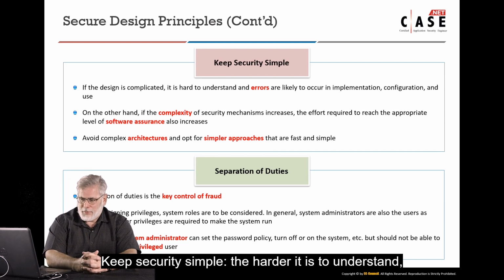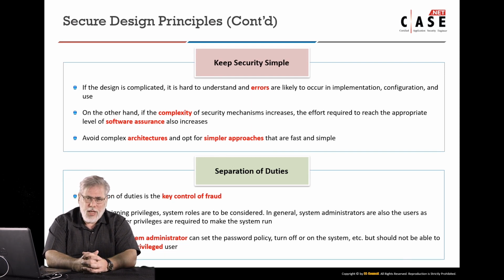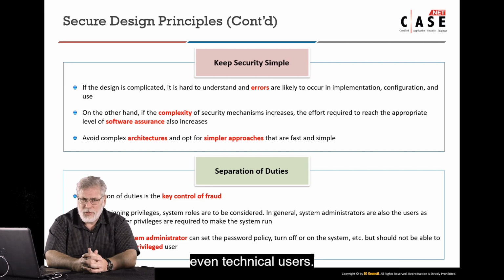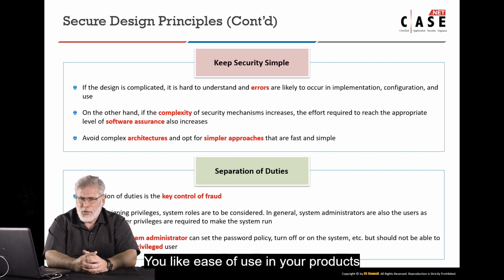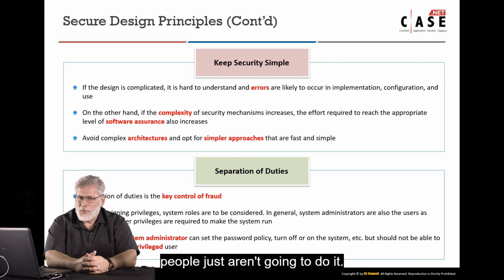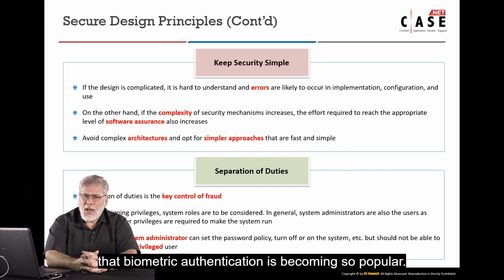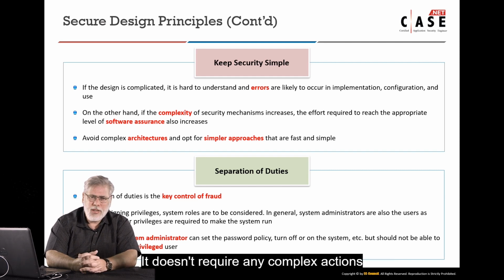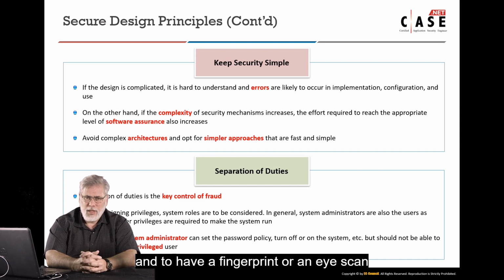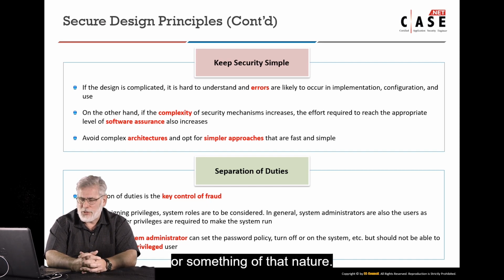Keep security simple. The harder it is to understand, the harder it is to implement, the less likely it is going to be that the users do it. Even technical users. You like ease of use in your products, and so do your end users. So if security is overly complex, people just aren't going to do it. That's another reason that biometric authentication is becoming so popular. It doesn't require any complex actions on the part of the user. They just have to be there and to have a fingerprint or an eye scan or something of that nature.